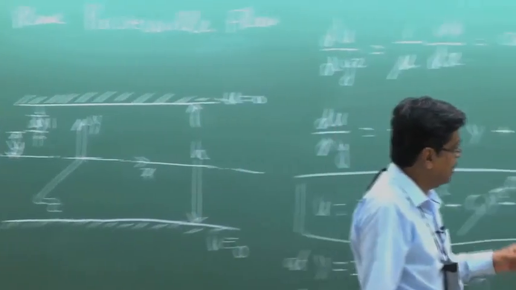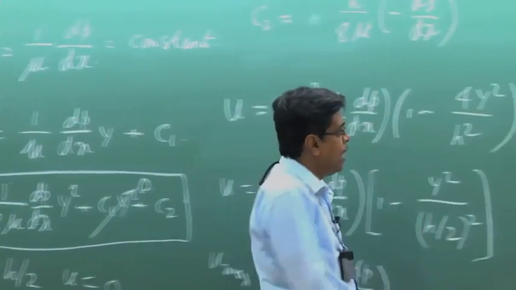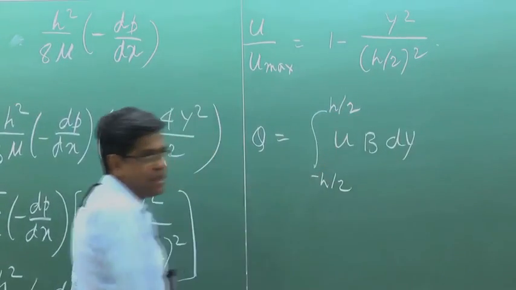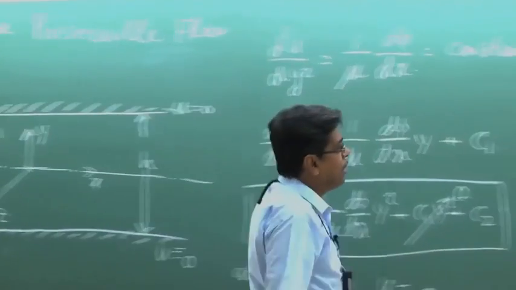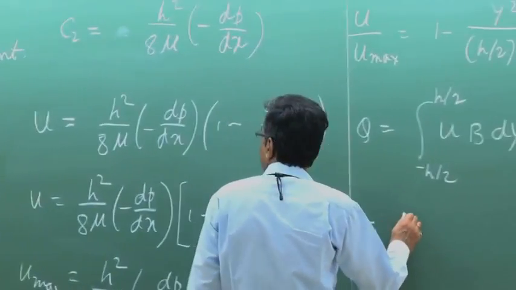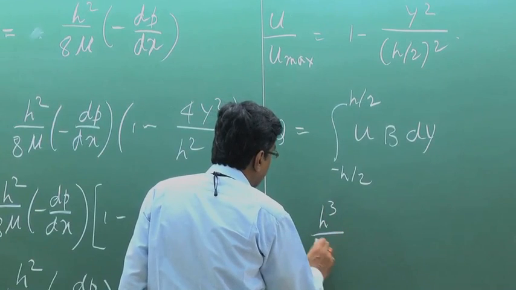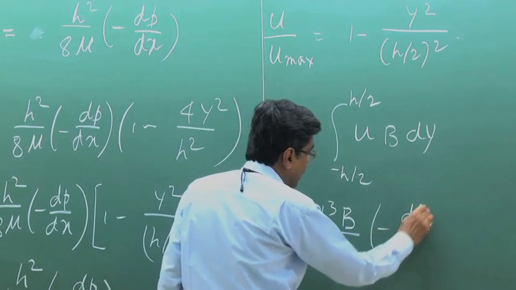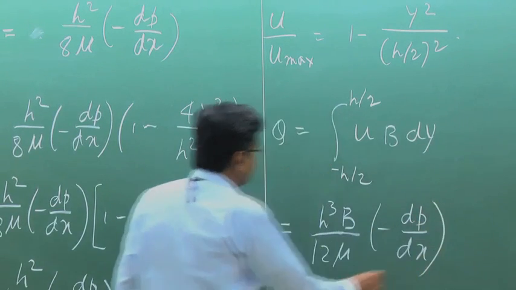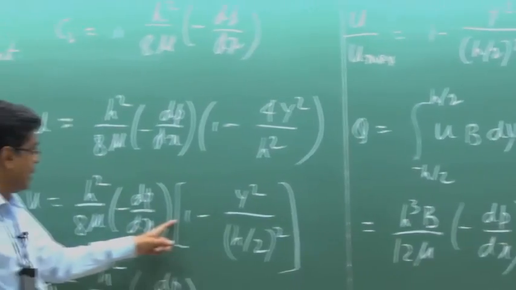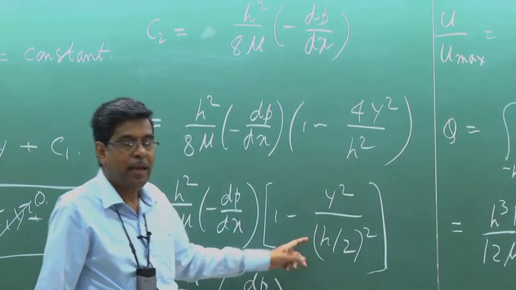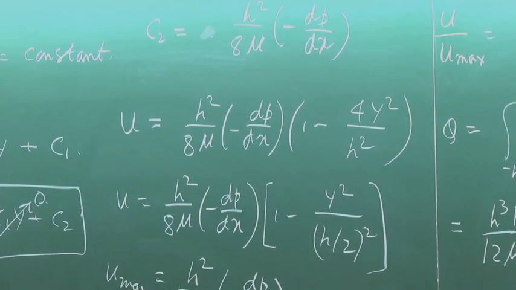Now if you put this expression of u there, and if you integrate from minus h by 2 to h by 2, that means across the channel height, then you get a relationship like this, that is h cube b by 12 mu into minus dp/dx. That means you just substitute this u and simply you integrate with y. This will be dy, this will be y squared dy, y cube by 3, and accordingly you get this expression.